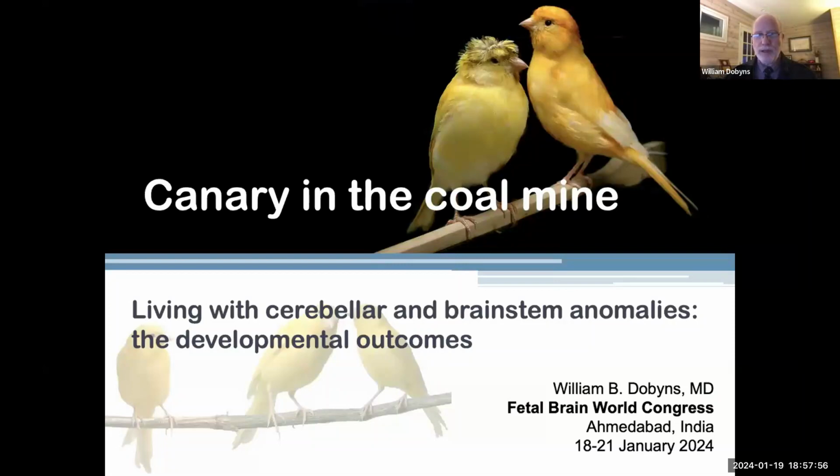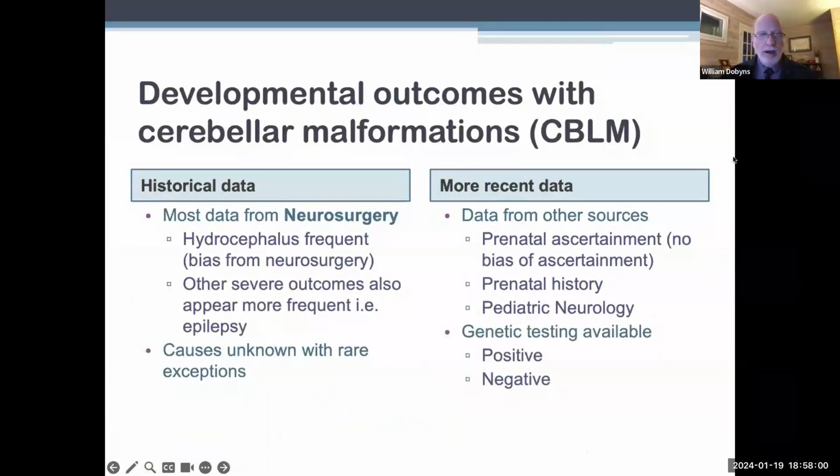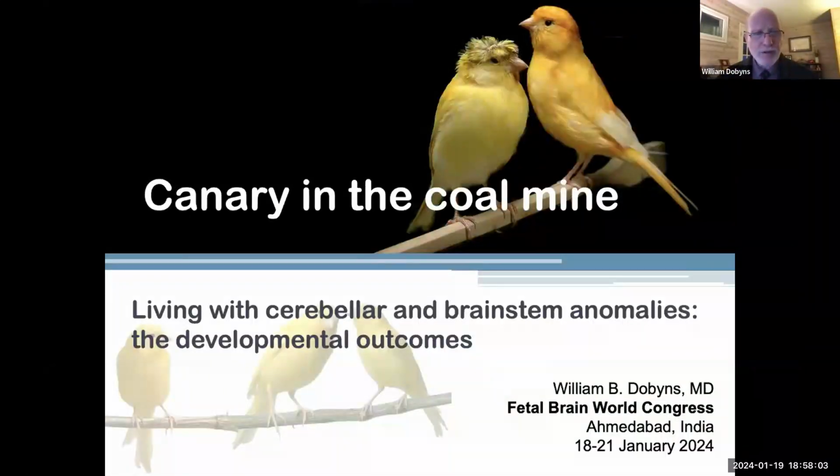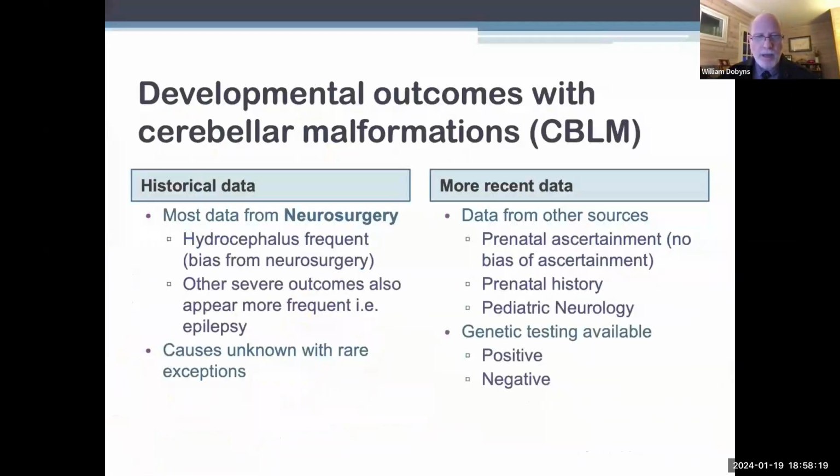All right, so this will be a little bit shorter. I only want to make a few points here. What's the developmental outcome in birth defects of the cerebellum? The key here is defining first whether the cerebral hemispheres are involved or not, and second, whether it's a genetic disorder or not. It makes a big difference.